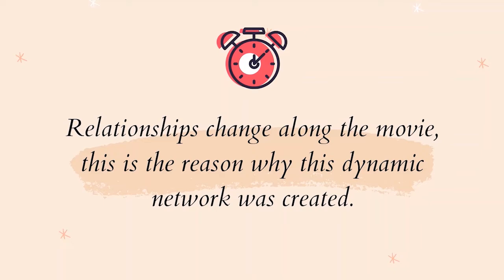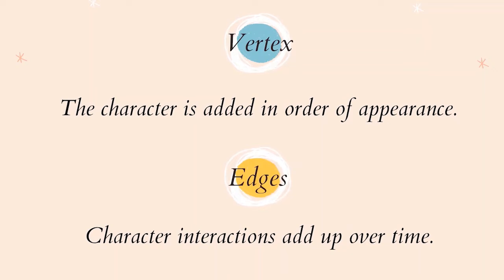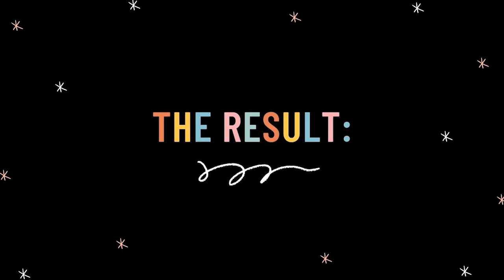Relationships change along the movie. This is the reason why this dynamic network was created. The characters are added in order of appearance. Character interactions add up over time. The result.